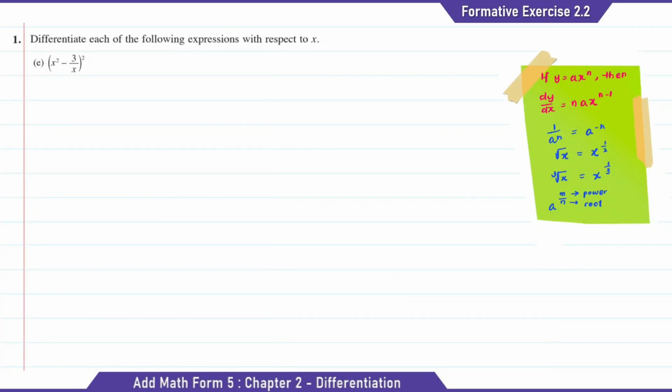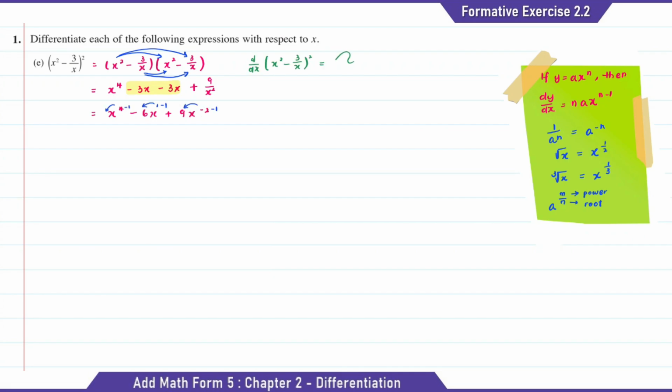Question E. First, we're going to expand this. This is equal to x to the power of 4 minus 3x plus 9 over x squared. This is also equal to x to the power of 4 minus 6x plus 9x to the power of negative 2. Differentiate this, we're going to get 4x cubed minus 6 minus 18x to the power of negative 3. This is equal to 4x cubed minus 6 minus 18 over x to the power of 3.